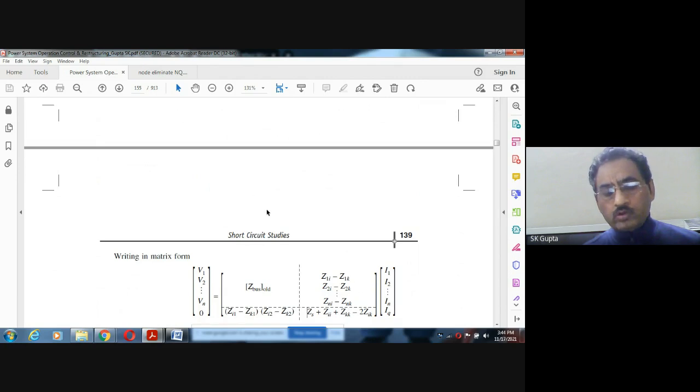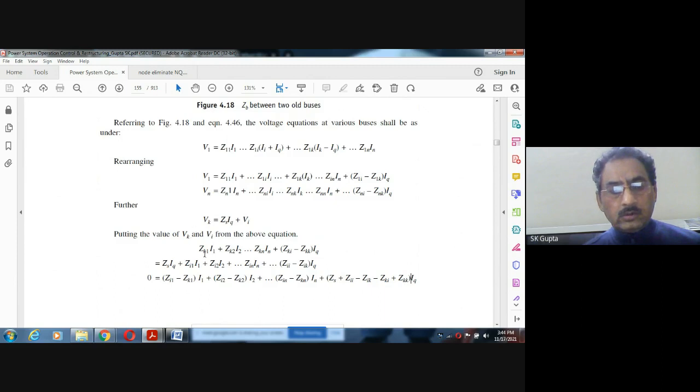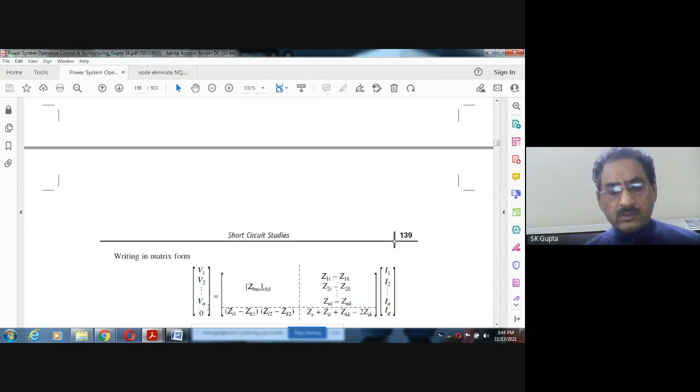Okay, all those equations, when you write them in matrix form, will be Z bus old. This equation will come. Here, since it is 0 in this equation, you see this is 0. No voltage is here, because everything you bring on this side, then 0 is equal to this. So after putting it here in this matrix, it is a 0.